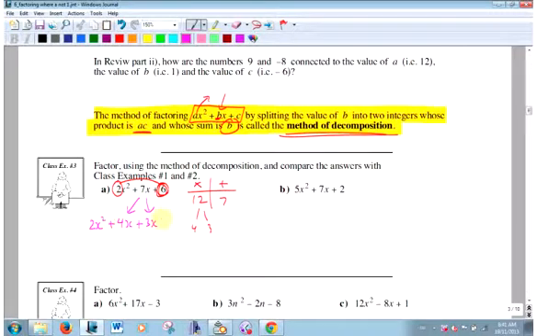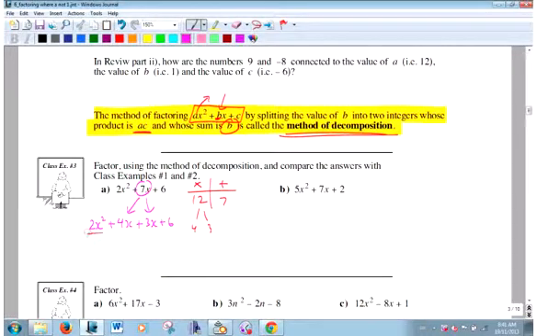Okay, I still have 6. Is this thing the same as this thing? Yeah, I didn't change it. Okay, it has to be the same thing. You can't make it something different, right? 4x and 3x, that's 7x. There it is. All I did was split it up. Now I have 4 terms, and I can do it by grouping, what we did yesterday.